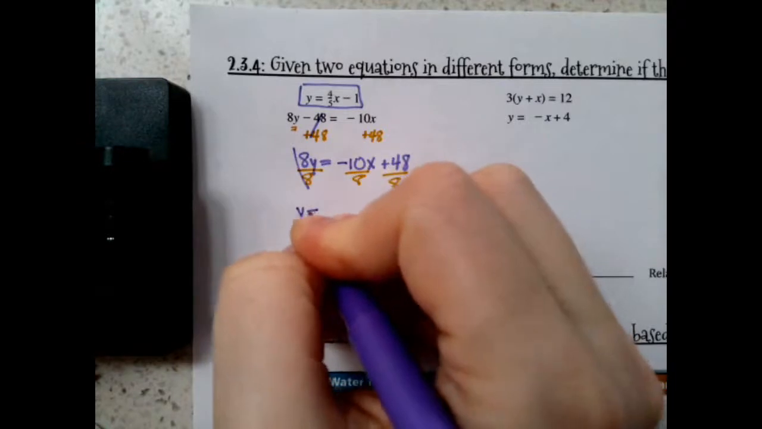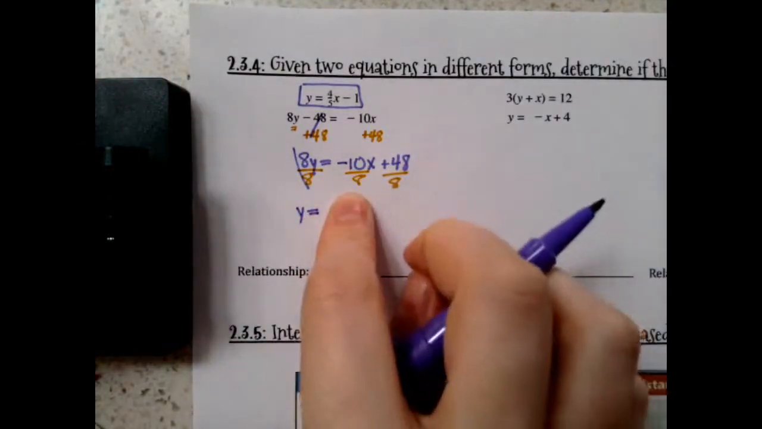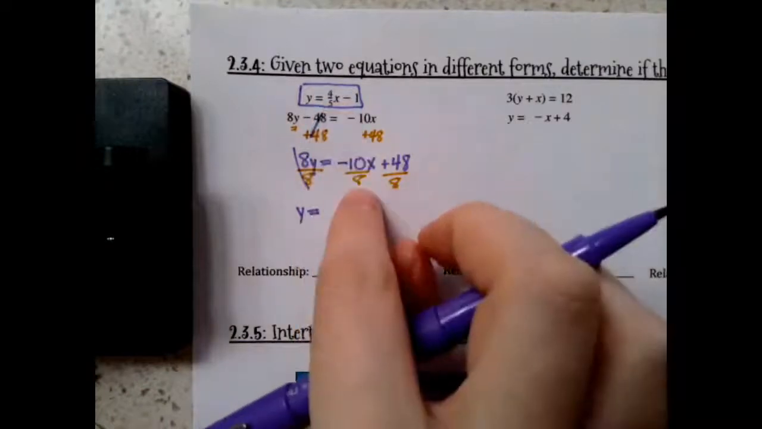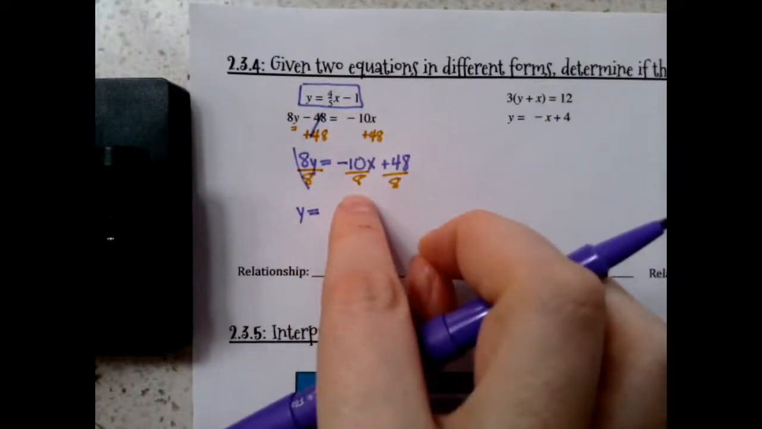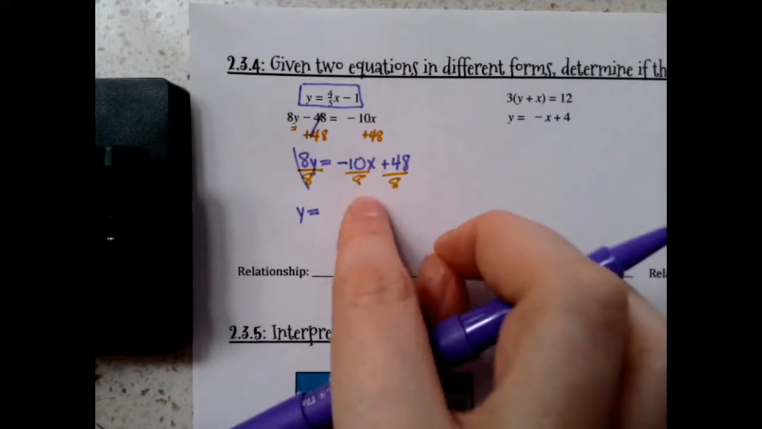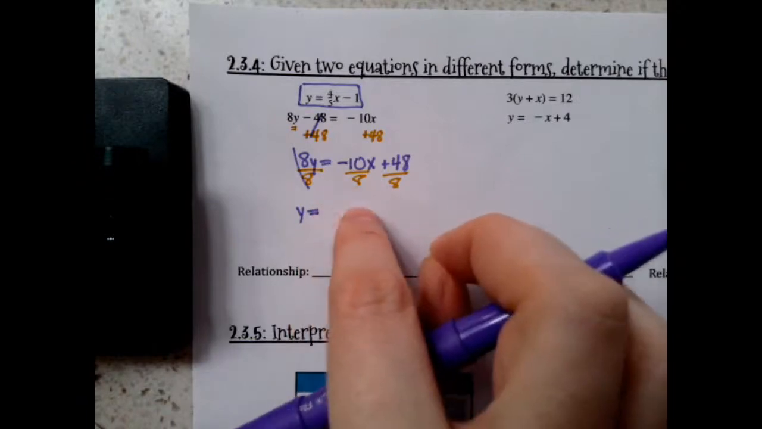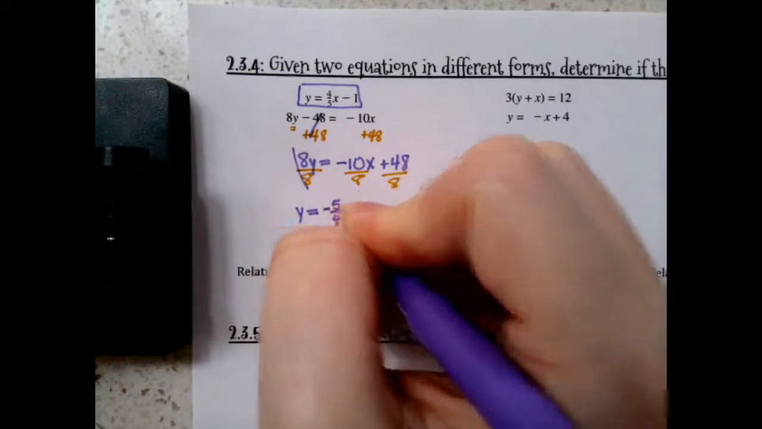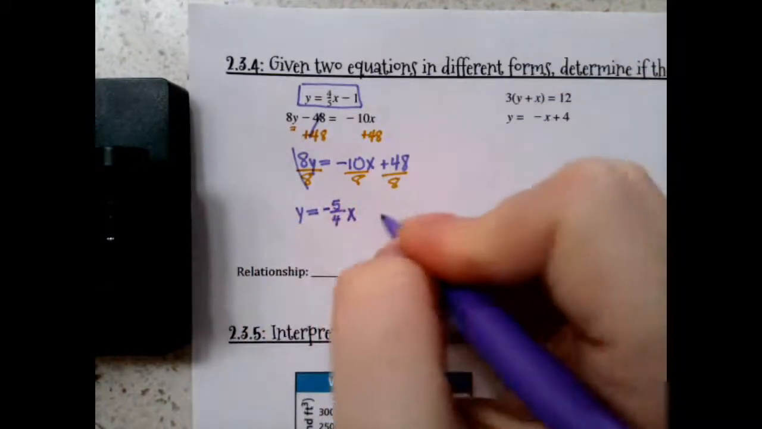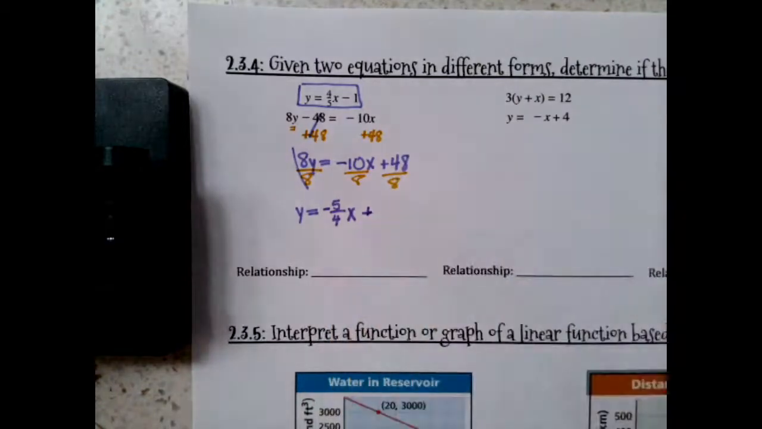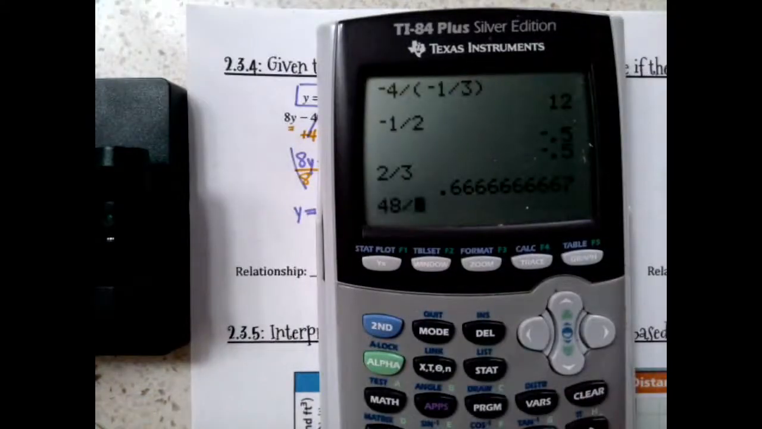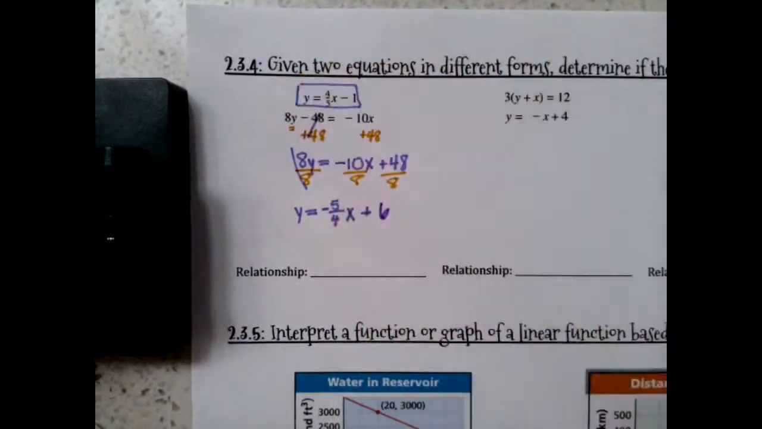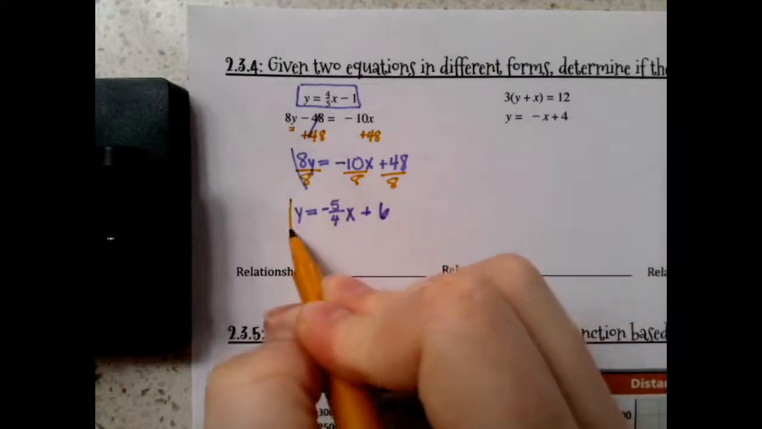And so we get y equals, if we simplify this, knowing that I'm going to need to compare this to this, I kind of want to keep this as a fraction. So I can ask myself, what can I divide these two by so I can simplify? And I notice I can divide both 10 and 8 by 2 to get negative 5/4. You can also turn this into a decimal, and I'll show you what to do if you do that. And then 48 divided by 8 is 6. And we have our second one ready to go.